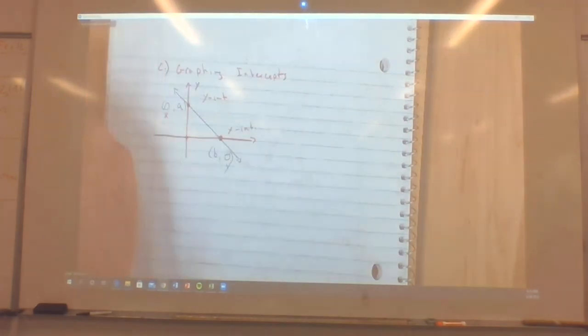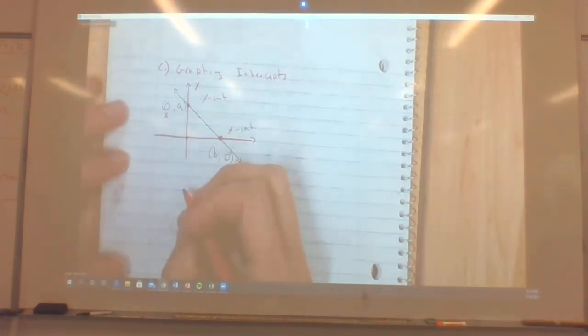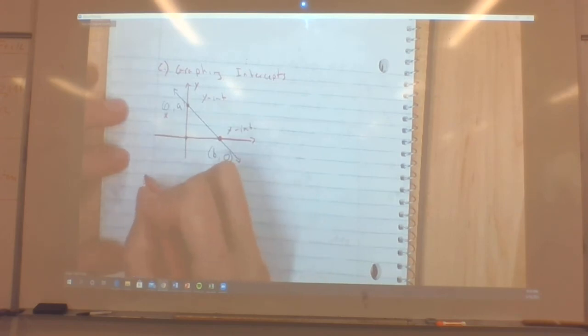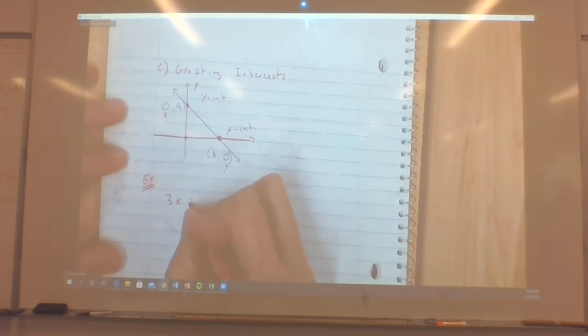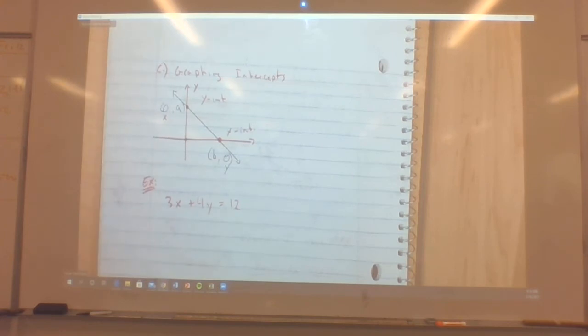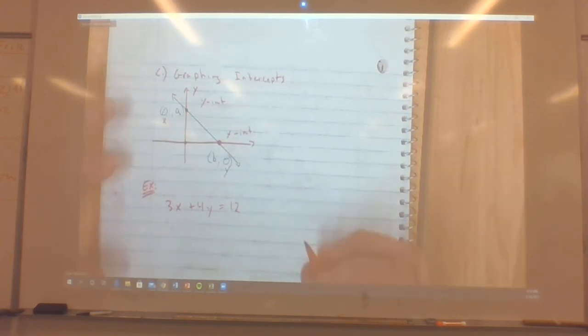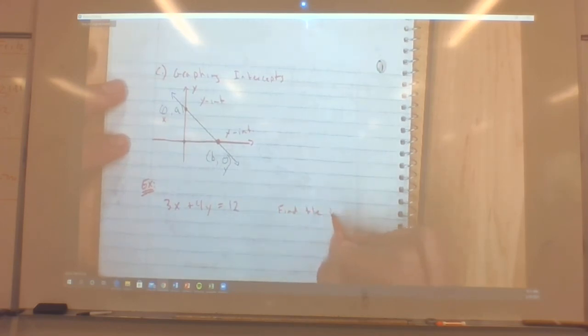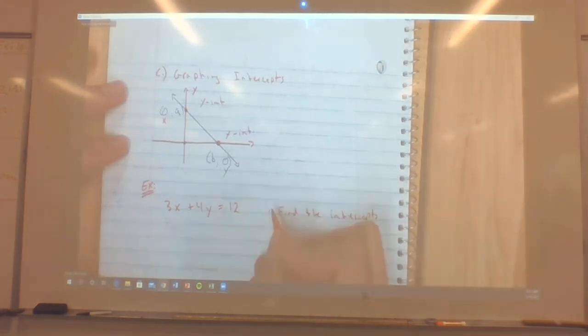So we're going to go ahead and say that we're going to use this equation here. Example. 3x plus 4y. We're almost done, guys. We're almost done. Hang with me. 3x plus 4y equals 12. Find the intercepts.